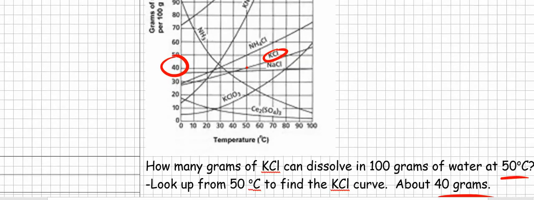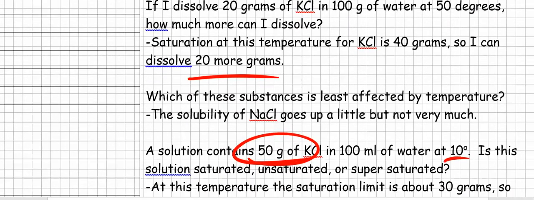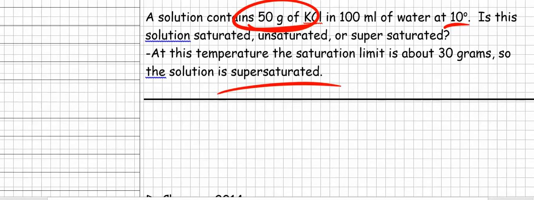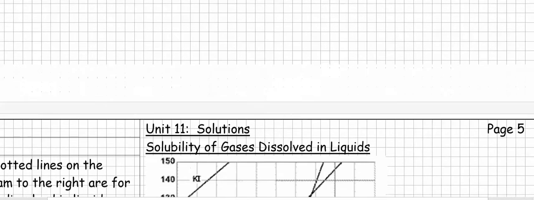So it says that I've got 50 grams. So at this temperature, the saturation limit is about 30 grams. So the solution is 50 grams. It's supersaturated, right? Because I've got 50 grams instead of 30. So something must have happened to allow me to have 50 grams instead of 30 grams. And we'll talk about that a little bit later, okay? All right, let's move on.